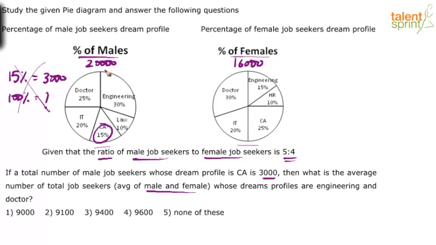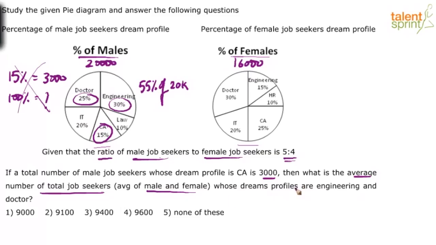So we now know the total number of males and the total number of females in this case. What is he asking us to find out? Average number of job seekers whose dream profiles are engineering and doctor. Now how many are engineering and doctor in males? 30% engineering, 25% doctor. So 30 and 25 can be added, right? Because 30% is also for 20,000 and this 25% is also for 20,000. So 30 and 25, 55%. So here we have to take 55% of what? Of 20,000, 55% of 20,000.